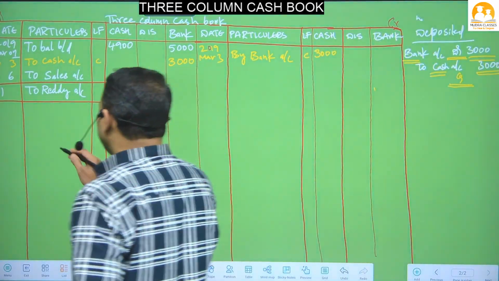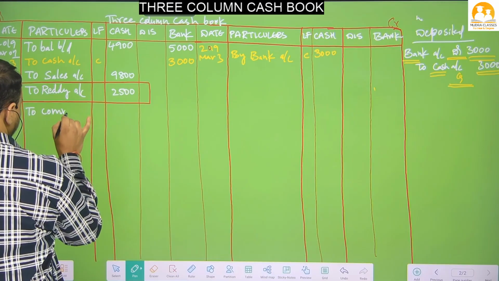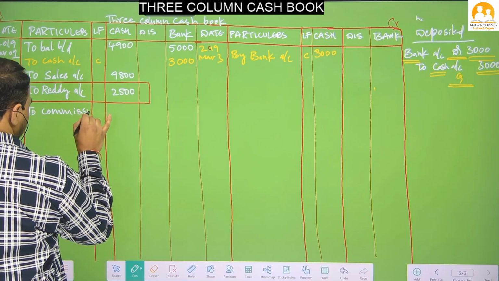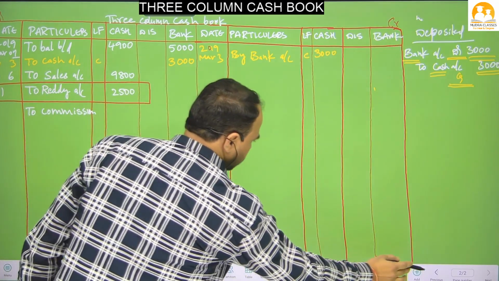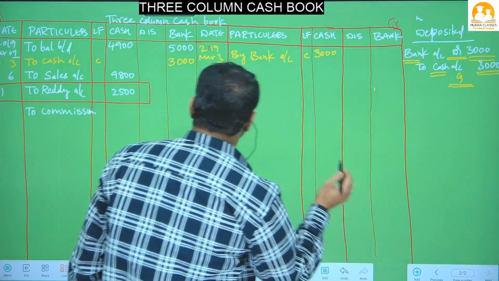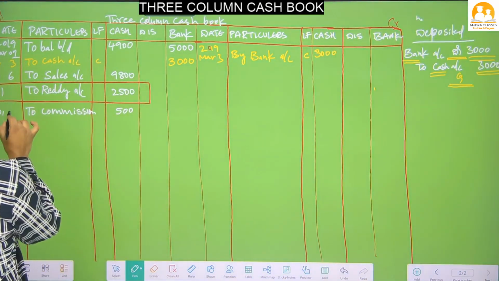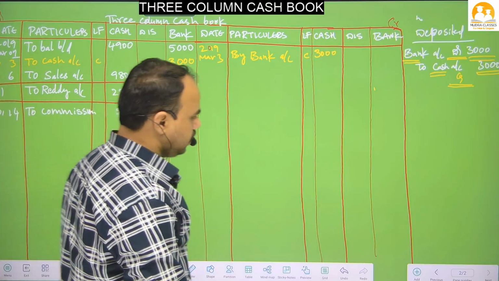To commission. How much amount did we receive, beta? We received 500, date 14. So write in the amount column 500 and the date is 14. Okay, see the next transaction.